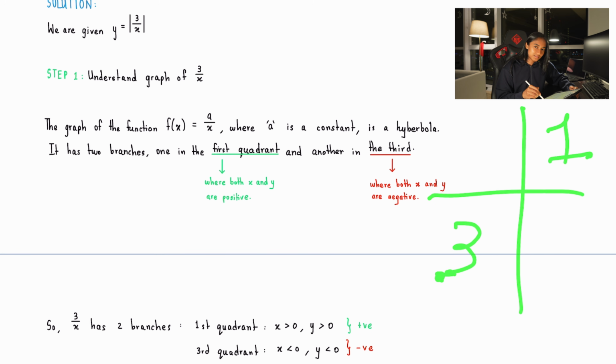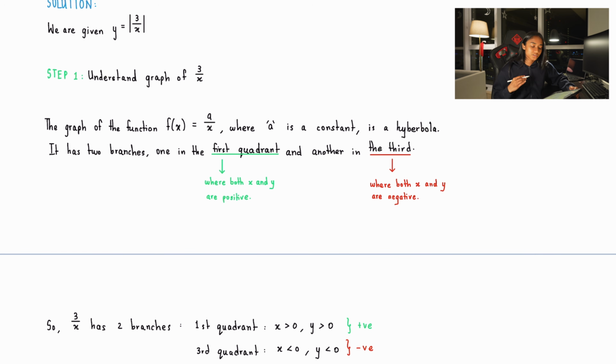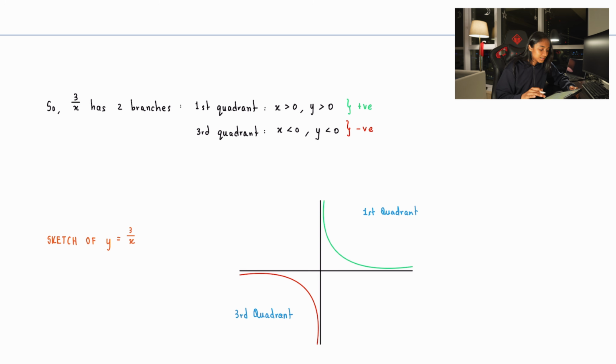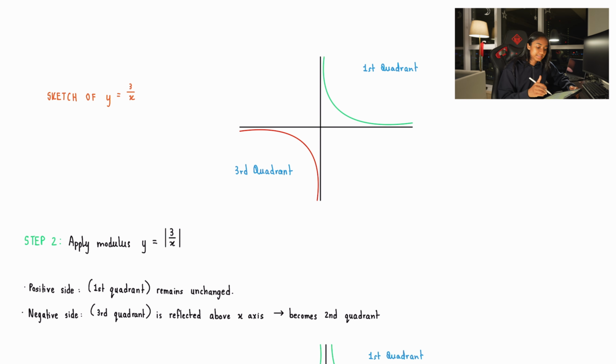So what would happen if you put a over x into the modulus? You put it through that transition. This would turn into the second quadrant, which is positive. So it would be reflected over the x-axis and it would turn positive into the second quadrant. So keep that in mind. So again, it has 2 branches, the first quadrant and the third quadrant. So this is positive and this is negative. All right, so there's a quick sketch.